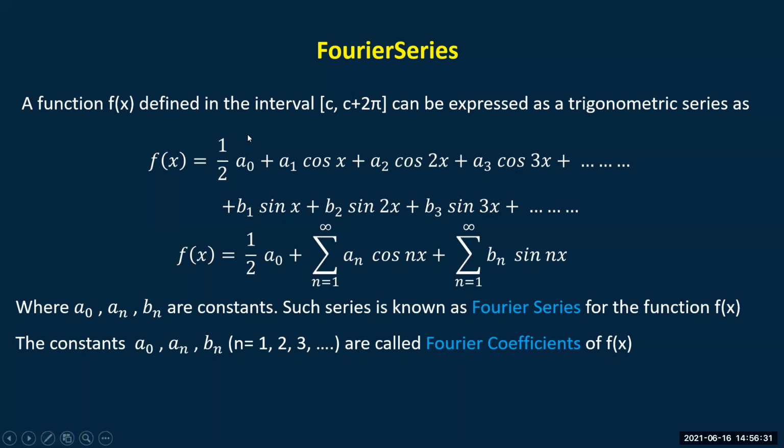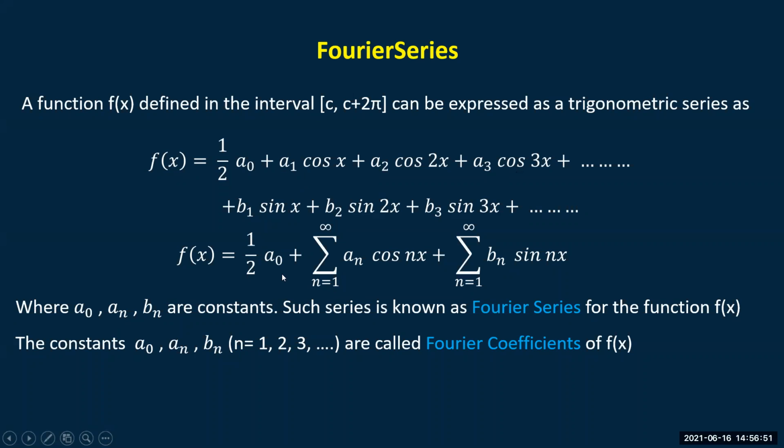As we know, when it is cos 0, it's 1. Since it is 1, it was not written here, right? And anyway, this 1 by 2 is the idea given by Fourier. So 1 by 2 into a naught plus all these things. This kind of representation, we call it a Fourier series, right? In a summation form, these things can be written like this.